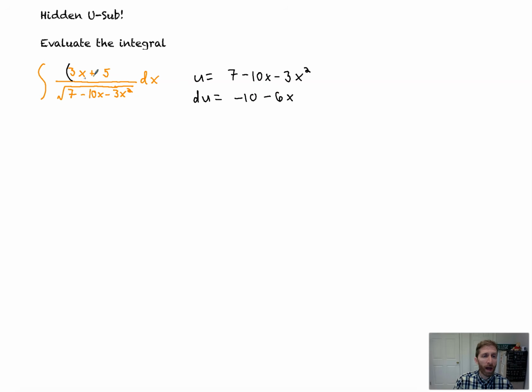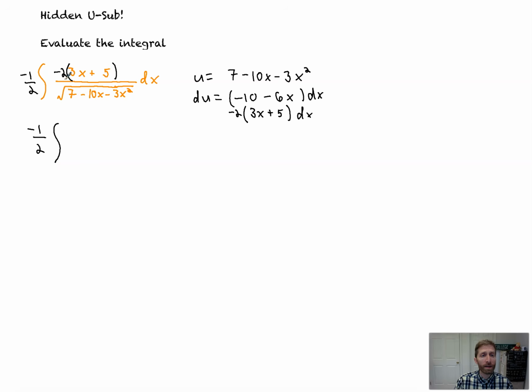If we were to multiply all of that by -2, you'd get -6x minus 10. Or you could look at this and say, isn't this the same as -2 times 3x plus 5? And indeed it is. So either way, you can get this to look exactly like that. And of course, that'd be times dx. Isn't that sneaky? That's why we call it hidden U-sub. And now, of course, we've got to balance it out with the -1/2. So now we've got ourselves du up top, and this problem just became light years easier.